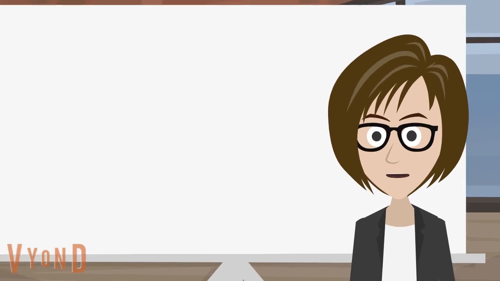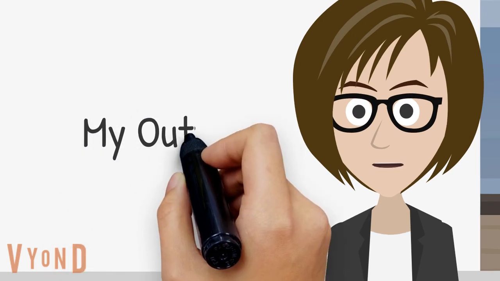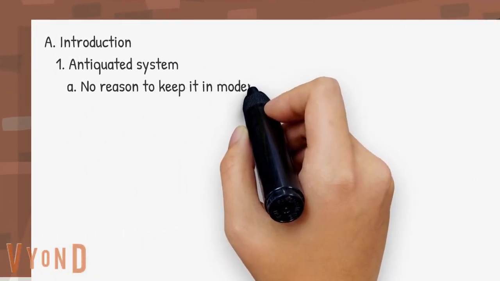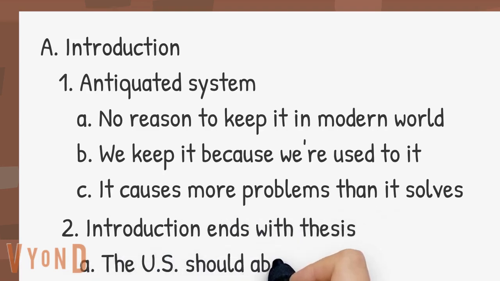Now, to build your outline, start with the simplified thesis, list 3 arguments to support that claim, and add 3 pieces of evidence for each argument. Here's my outline. Note that I decided to place the antiquated system section in the introduction because it is opinion, not fact. So, A. Introduction. 1. Antiquated system. A. No reason to keep it in modern world. B. We keep it because we're used to it. C. It causes more problems than it solves. 2. Paragraph ends with thesis. A. The U.S. should abolish DST.